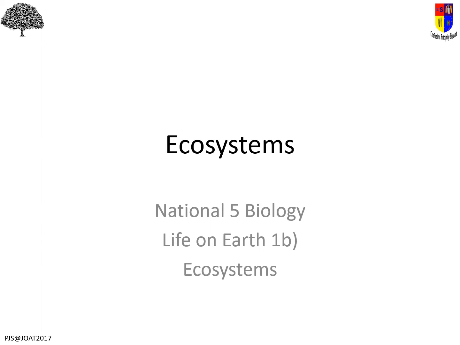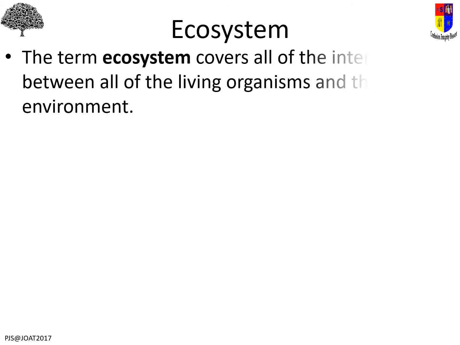Hi Nat5s, so we're looking just at Life on Earth unit and the key area 1b on ecosystems, which is basically just the definition of the term ecosystems. So everything, basically. If you're an ecologist, you're looking at everything about a particular area. You're looking at every living thing there, every single interaction that they have with every living thing and their environment.